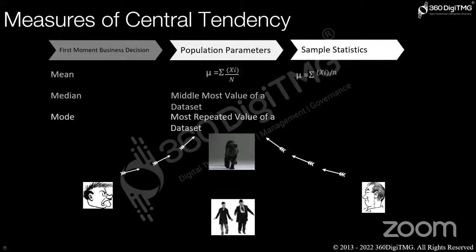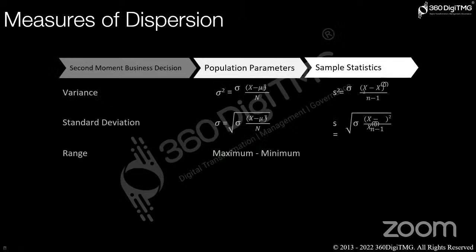So this is about the first moment, measures of central tendency. Next, let us discuss measures of dispersion. Measures of dispersion is also called the second moment of business decision. Here we will speak about variance, standard deviation, and range.